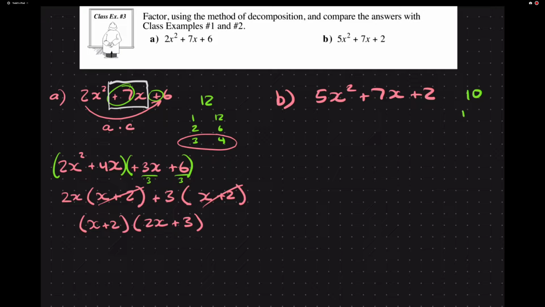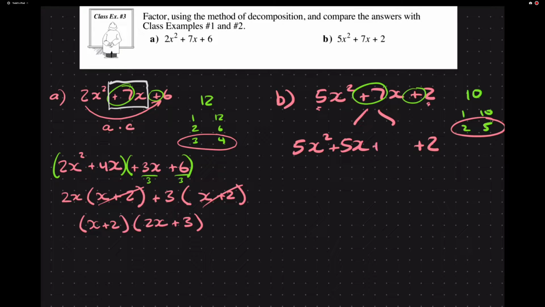The factors of 10 are 1 and 10, and 2 and 5. And I'm looking for two numbers that add together to give me 7, which is going to be the 2 and the 5. So in this case, I'll put the 5 first, because it's going to go with that 5 right there, and I'll put the 2 back here with that 2. So remember what we're doing. We are keeping the first term, keeping the last term, and splitting up that 7 into plus 5x and plus 2x.